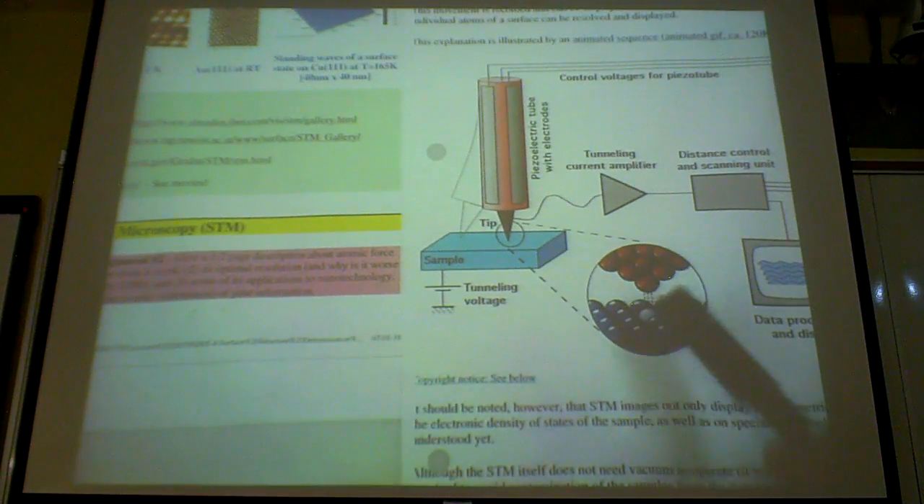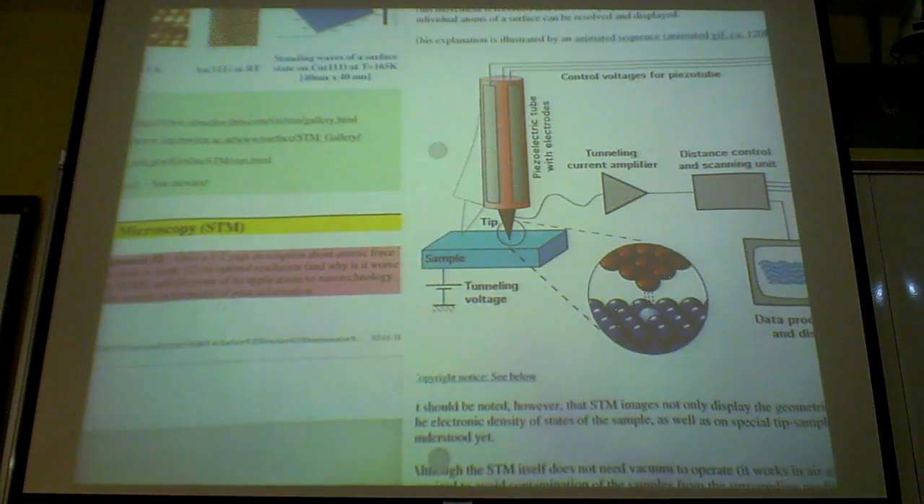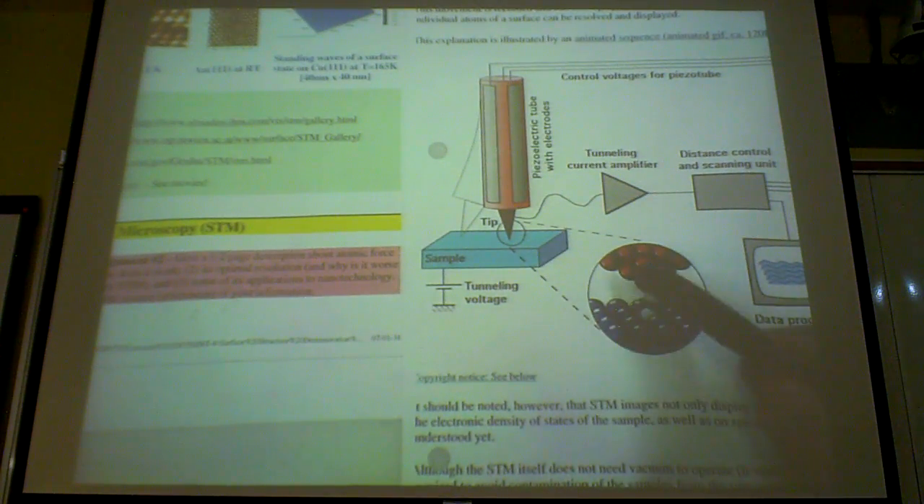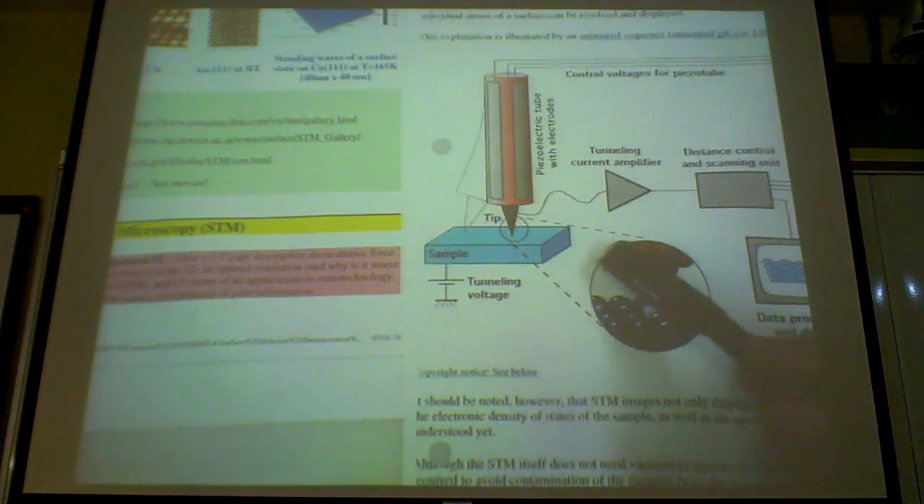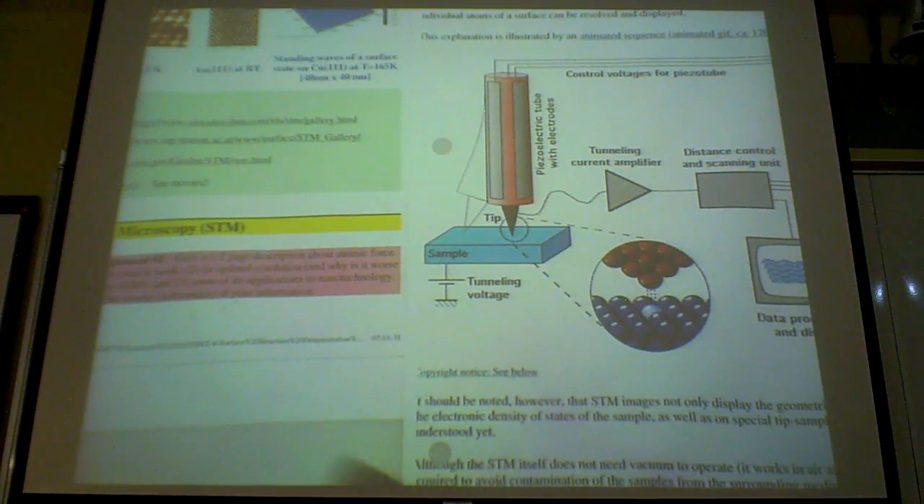And because of that, you cannot really use a very atomically sharp tip to create this fine detail between the forces. If you can create an atomically sharp tip, then you would have the same resolution as STM. Typically this tip is of the order of 10 nanometer curvature, something like that. Whereas in STM, you would have an atomically sharp tip, and then you can see this.